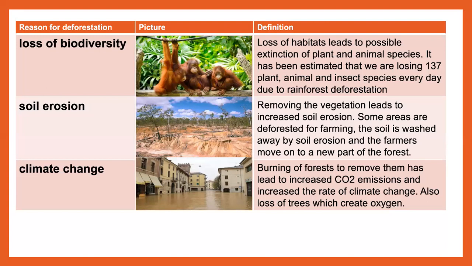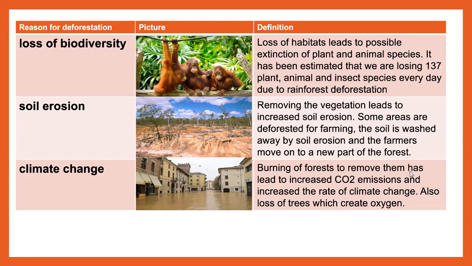It has been estimated that we are losing 137 plant, animal, and insect species every day due to rainforest deforestation. That means that plants are dying out, animals are becoming extinct, and therefore those species will eventually become extinct because they do not have a home environment to live in. There is also soil erosion.